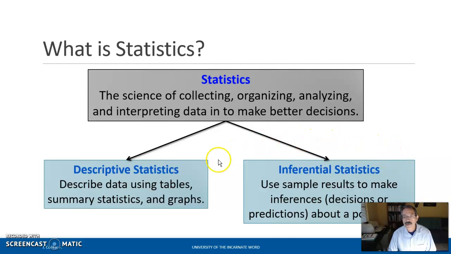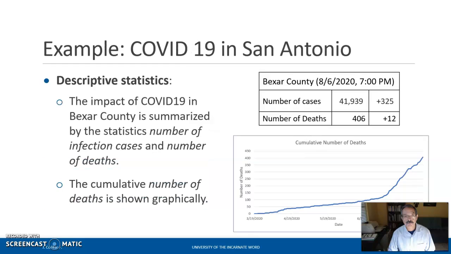The other branch is called inferential statistics, and this is where we use sample results to make inferences, that is, decisions or predictions about a population. So starting off with chapter 4, we're going to start building the knowledge that we require to be able to do inferential statistics. So as you can see, the major part of this course will be focusing on inferential statistics that uses descriptive statistics as part of attempting to make an inference. All right, so that's statistics and its 2 main components.